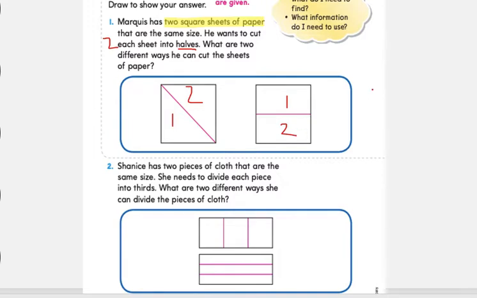Another way I will show you that you could have also done it is if I just drew my square, I could have cut it up and down. And that could also be my 2 parts.